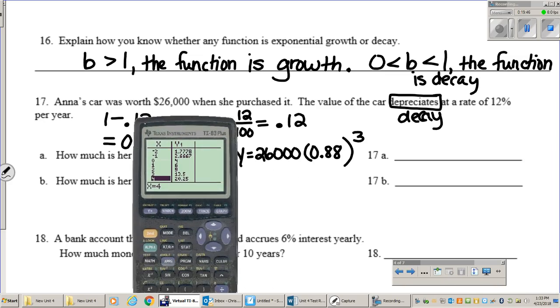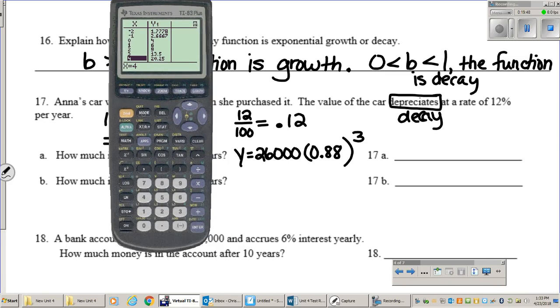So you can do the calculations on your basic calculator screen, or you could type the equation in at y equals using x as your exponent, and you can see the answers for both. So if you want to do that, that might be actually a little bit easier. So we can go to y equals, we'll type in 26,000, that's the car's starting value, times 0.88, that's the percent of the value that still remains. And you're not going to put a number here. You need to raise it to the x power.